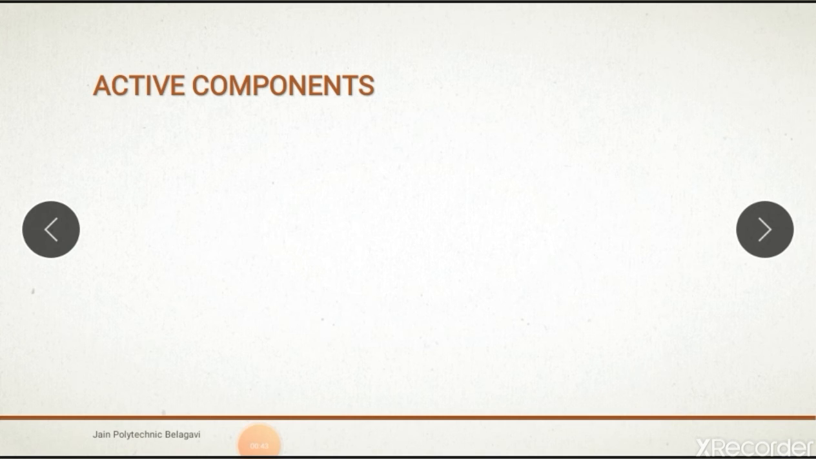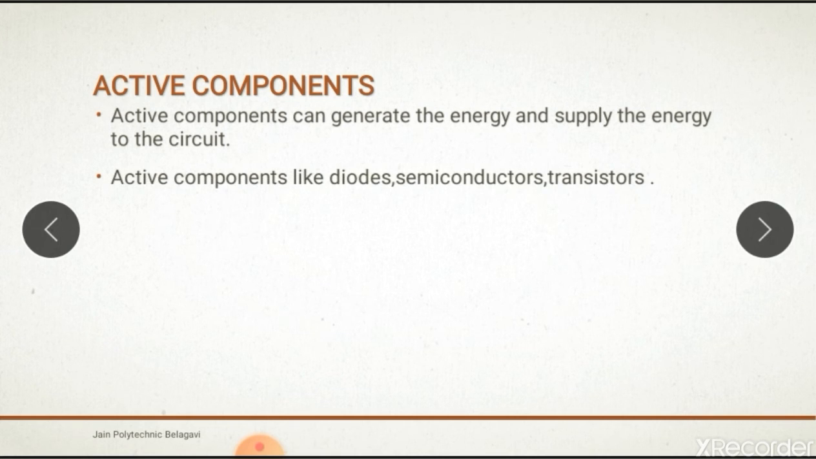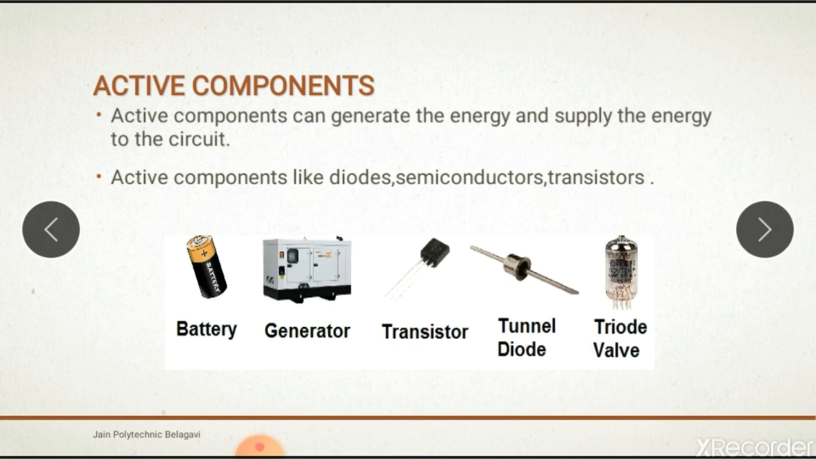First we will know what is meant by active components. Active components can generate the energy and supply the energy to the circuit. Active components like diodes, semiconductors, etc. Examples of active components: battery, generator, transistor, tunnel diode, triode, valve.